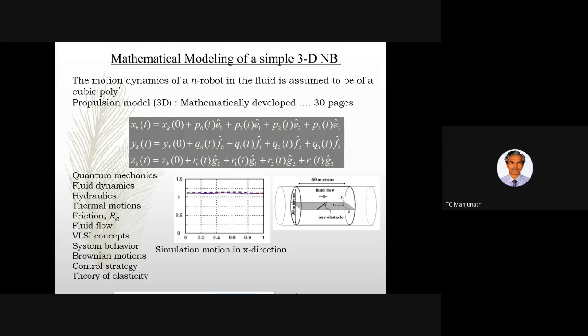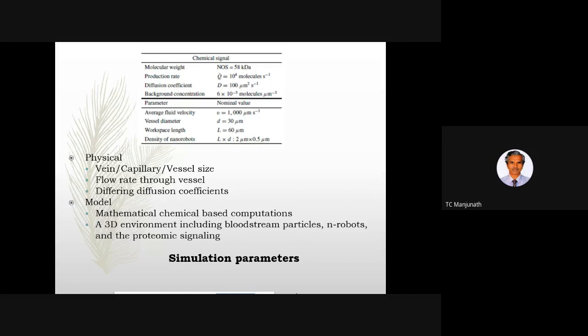Okay, now if you design a robot, it has to be exactly in between the walls of the capillary. Here we have shown the simulation motion along the X direction, and these are the simulation parameters we have assumed. What is the blood vessel dimension, the density, then the diffusion coefficient, the vein diameter, capillary diameter, flow rate through the vessel, blood pressure, diffusion coefficients, and the 3D environment using bloodstream particles, nanobot, and protein signal. These are all the simulation parameters, the data which we are incorporating into this.